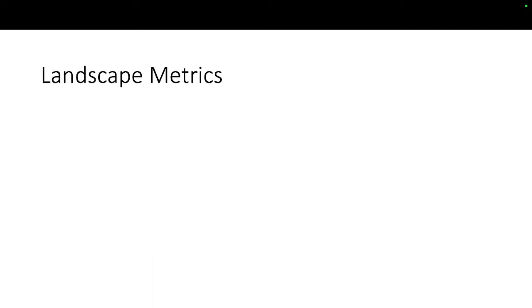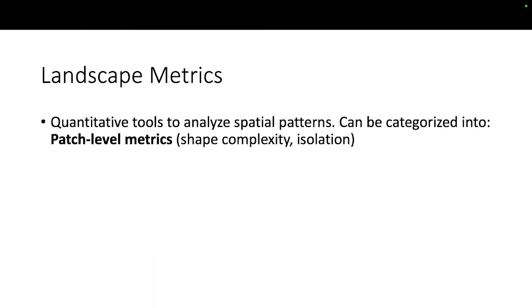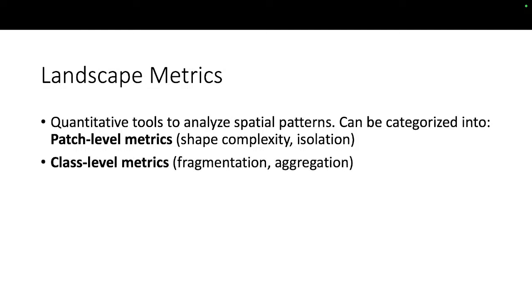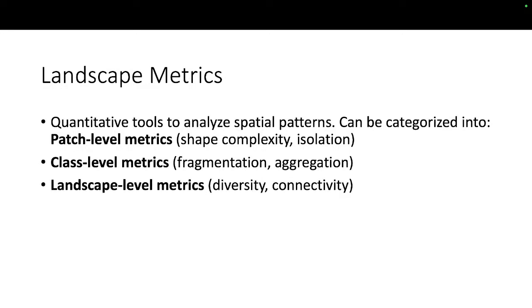Then landscape metrics, which are quantitative tools to analyze spatial patterns. They can be categorized into patch-level metrics such as shape complexity or isolation, class-level metrics such as fragmentation or aggregation, and landscape-level metrics such as diversity and connectivity. Different tools are also used here: FRAGSTATS is one kind of tool, and we also use Google Earth Engine, QGIS, ArcGIS, or the R programming language.